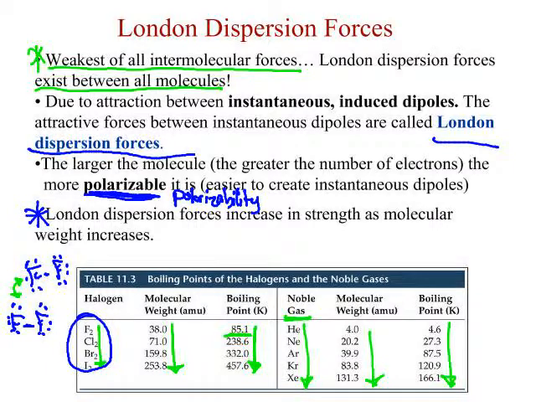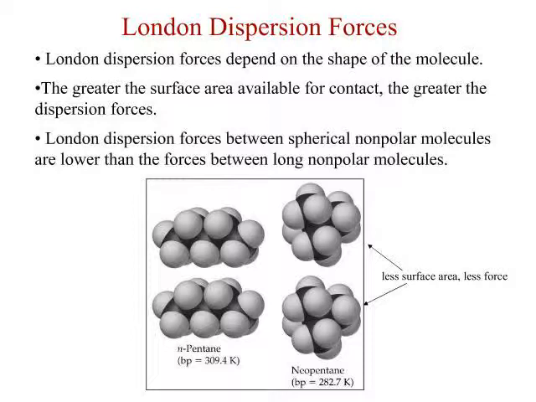So that's one factor that affects the strength of dispersion forces. A second one is actually a little bit tougher to understand. It's surface area. So the more electrons something has, the larger the molecule, the more polarizable, the stronger the magnitude of the dispersion forces acting between them is going to be. Well, it turns out that the dispersion force magnitude does not only depend on the size of the molecule and the number of electrons, but also on the surface area.